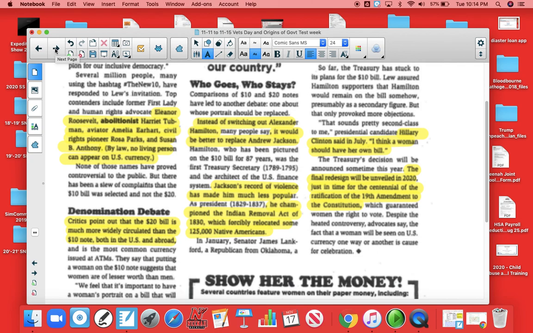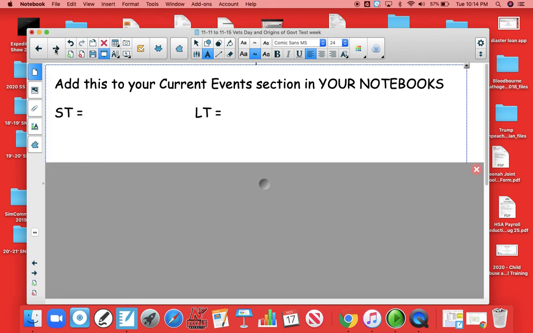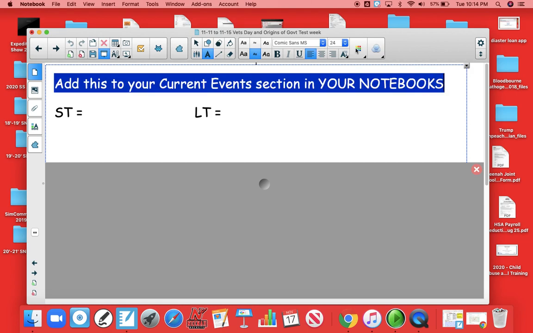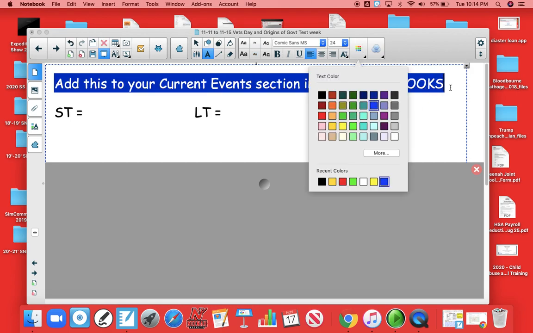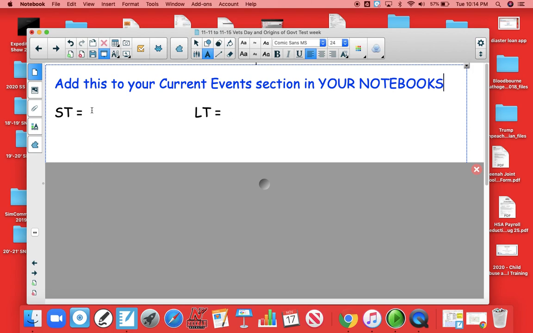All right, boys and girls, very interesting article. I am not sure which person is going to be on the bill, but I think I heard rumors that it might be Harriet Tubman. In any case, the point is, how do we write a summary and a reaction? Let's take a look. I'm expecting you to add this to your current events section in your notebooks, and you will be taking a picture of this and submitting it to me, so be prepared to do that.